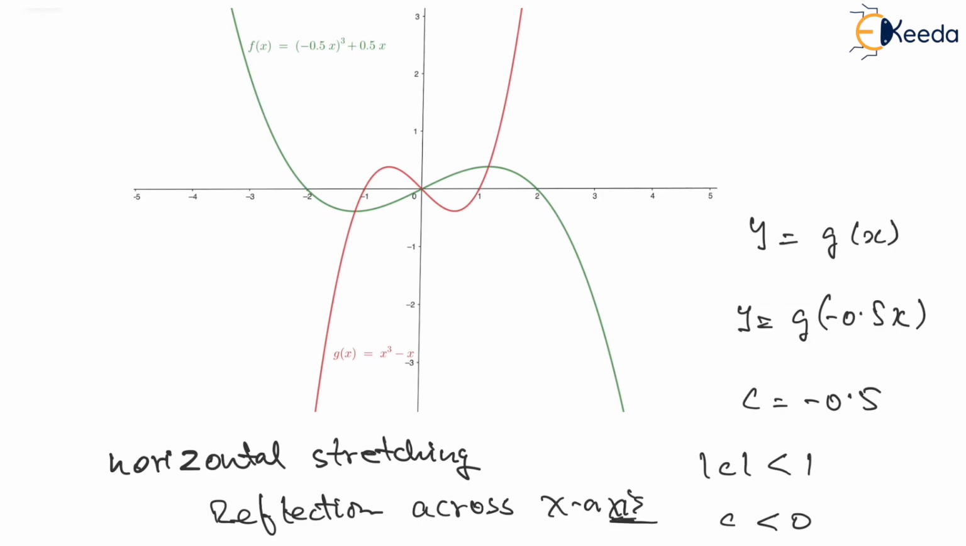So these are some of the basic translations we can observe by changing some of the small constants and small scales or factors of the function as such.